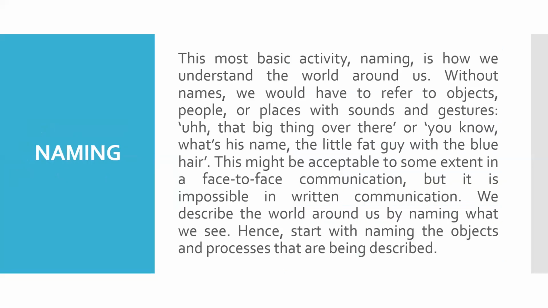So step 1, naming. This is the most basic activity. It is actually the identity that we have given to each and everything, whether it be an object, a person, or a place. We identify it with names. If we did not have names, then we would have to say that big thing over there, or the blue little round thing, a red thing that we eat. That would be acceptable to some extent. You can accept it, but then it would increase the difficulty level of understanding.